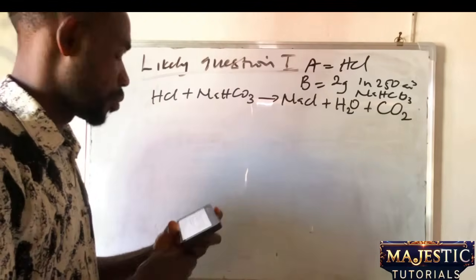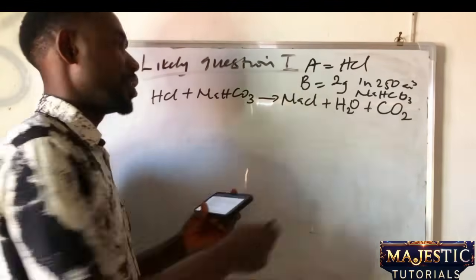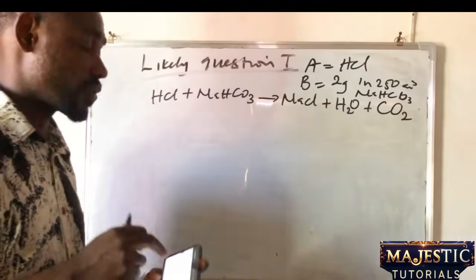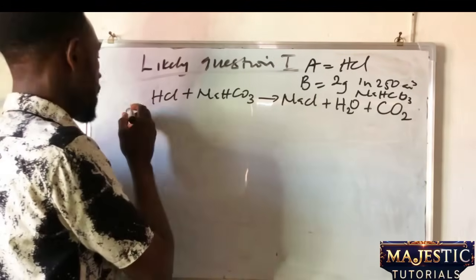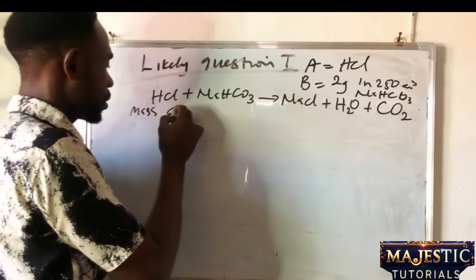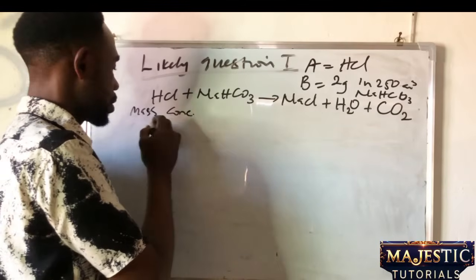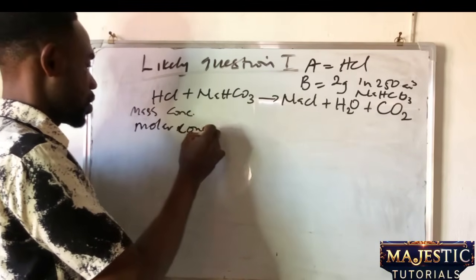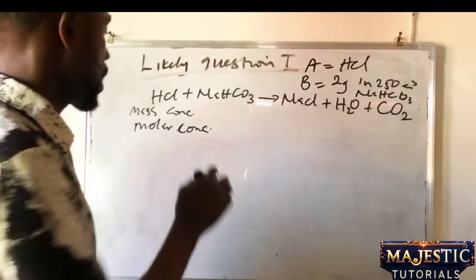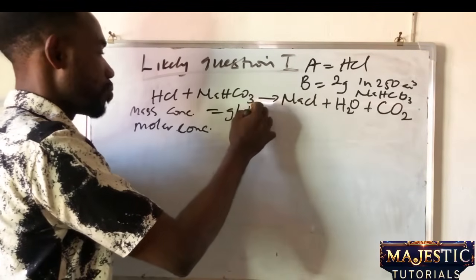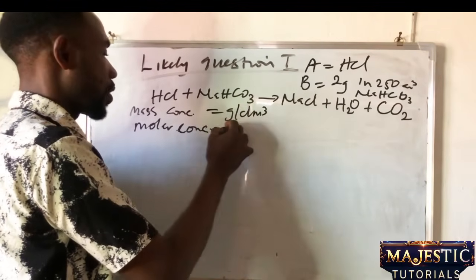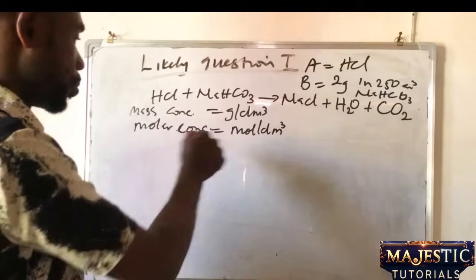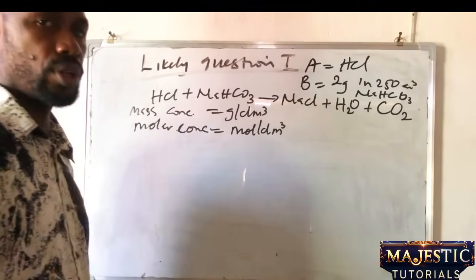Looking at this molarity of B, look at what B is. They give us gram, and we have 2 types of concentrations as far as this is concerned, which are mass concentration and what? Molar concentration. So these are the 2 concentrations we have. Mass concentration is gram per dm cube, while molar concentration is mole per dm cube. Molar, mole; mass, gram, that's how to know it, okay?